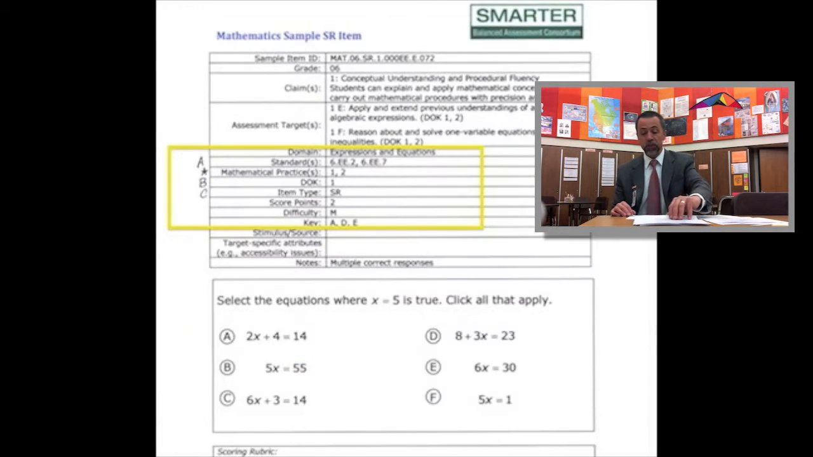Then going to page 16, we actually have a sample item. This is a 6th grade sample item that has a depth of knowledge level of 1, and it's a selected response item. And notice again that there is more than one correct answer on this one. So again, a bit more challenging than our usual multiple choice problems.